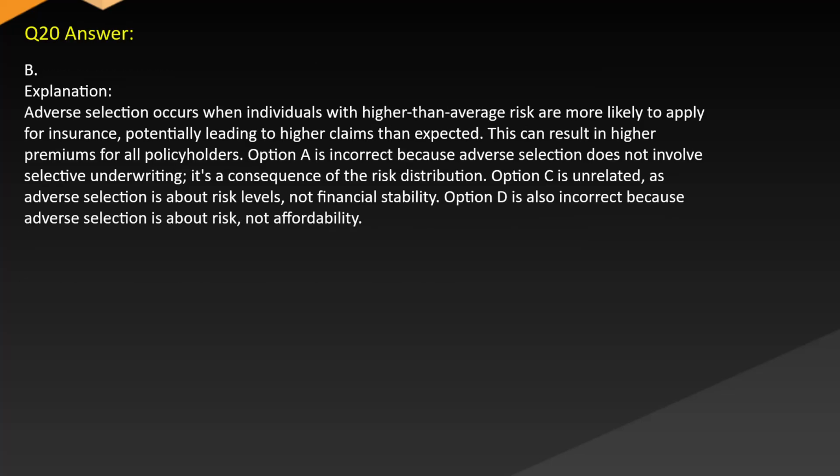Answer: B. Explanation. Adverse selection occurs when individuals with higher than average risk are more likely to apply for insurance, potentially leading to higher claims than expected. This can result in higher premiums for all policyholders. Option A is incorrect because adverse selection does not involve selective underwriting. It's a consequence of the risk distribution. Option C is unrelated, as adverse selection is about risk levels, not financial stability. Option D is also incorrect because adverse selection is about risk, not affordability.